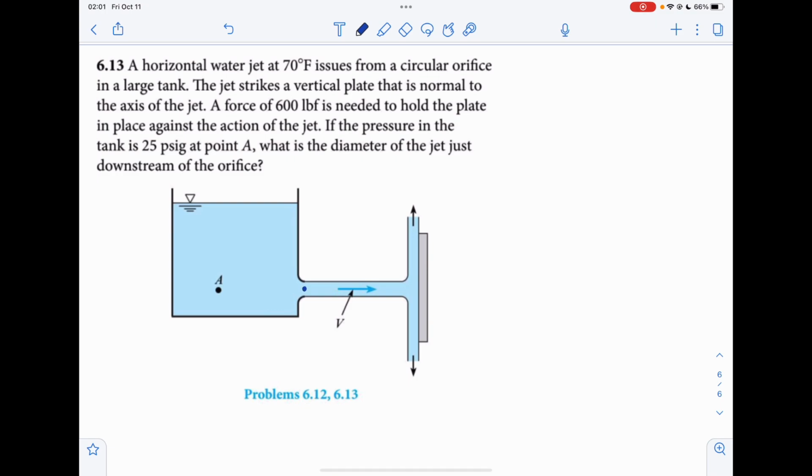We're going to put our point B at the orifice, which you also can call the outlet. And the pressure here is 25 psig, and we have a force that's horizontal to the plate. F equals 600 lbf. So first, for this problem, we're going to use the pressure and the Bernoulli's equation to find the velocity coming out from the orifice, which is point B, and then we're going to use the force given here with the momentum equation and find the diameter of the jet.